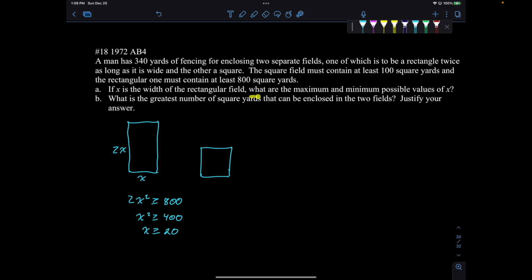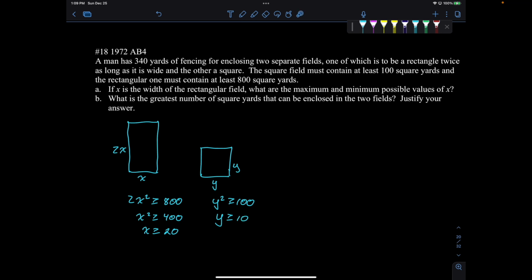So we're looking for the maximum and minimum values of x. So I think that's a minimum. And then what else are we doing? There is an obvious connection between the square and the rectangle because no matter what we do, it's 340 total yards. I'm going to call this y. And because there's got to be at least 100 square yards for that, y squared has to be greater than or equal to 100. So y has to be greater than or equal to 10. All right, now what do we do?